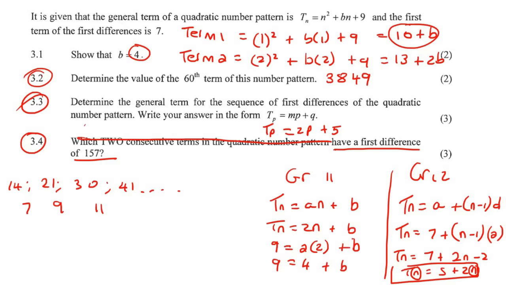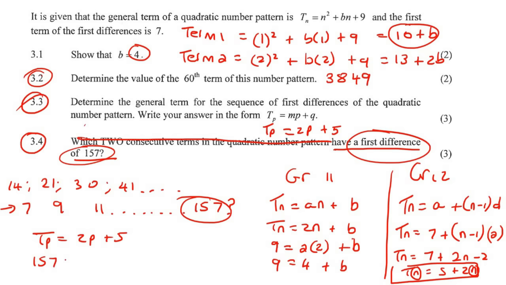They just said first difference of 157. So this is your first difference pattern, and we want to know where, if these numbers keep going on, we will end up with 157. So we could use the formula that we made. Tp equals 2p plus 5, and the value is going to be 157. We don't know the position, so that's unknown. Then we solve. We take the 5 to the left, and we end up with 152 equals 2p. Divide both sides by 2, and we should end up with 76. So that means term number 76 in this pattern will have a value of 157, term number 76.